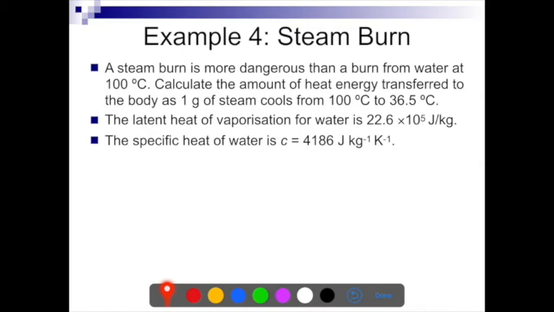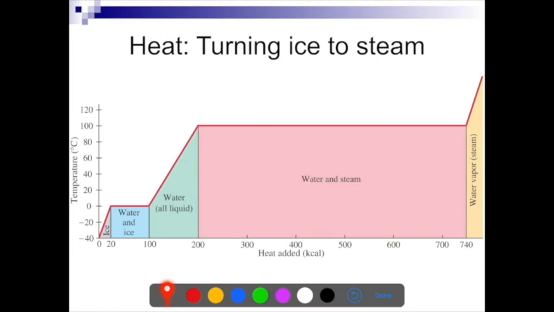Okay, let's break down this scenario because there are two scenarios here. One scenario is when you have steam cooling down from 100 degrees Celsius to 36.5 degrees Celsius. And the other scenario is when you have water, just water at 100 degrees Celsius, cooling down to 36.5 degrees Celsius.